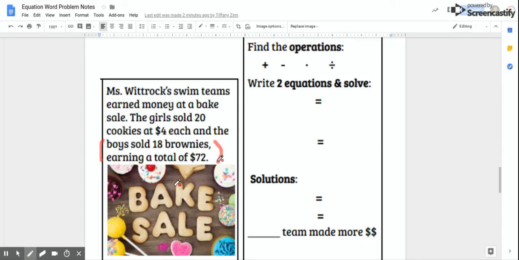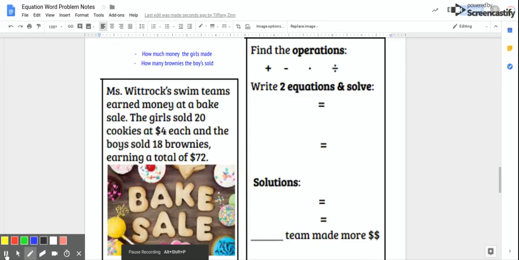So the two things that we need to find are how much money the girls made and how many brownies the boys sold. So it says find the operations because there's two. To find out how much money the girls made, you would just have to multiply 20 times 4. So circle that. And then for the boys, you have how many brownies they sold, and you have how much money they made total. So you need to find out how much each individual brownie cost. So to do that, you'd have to divide.